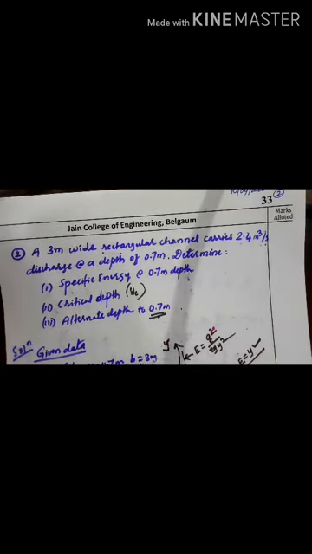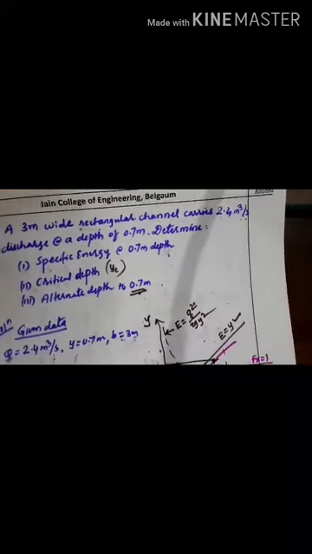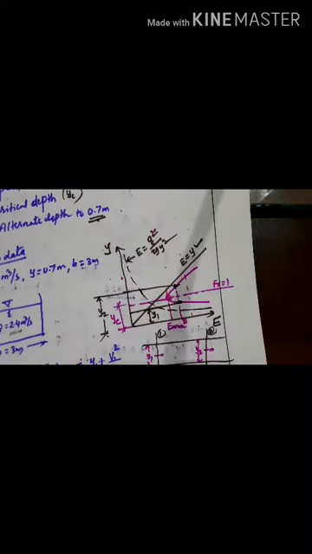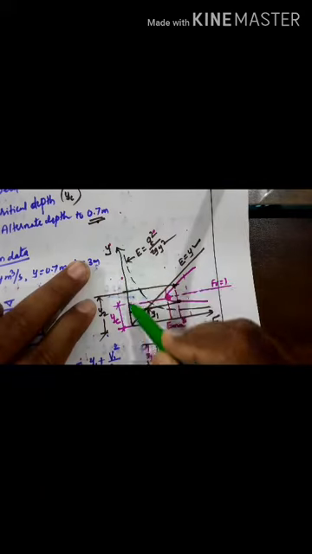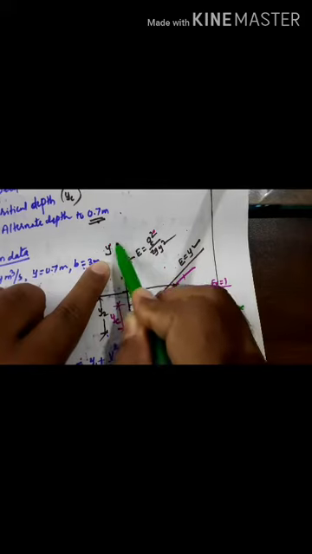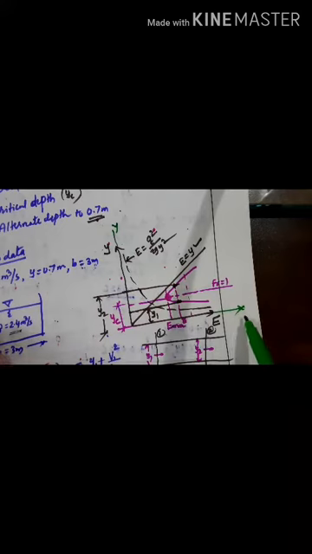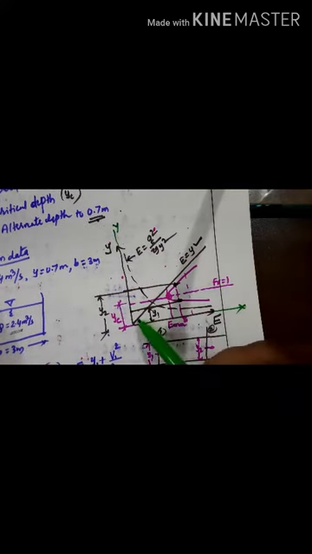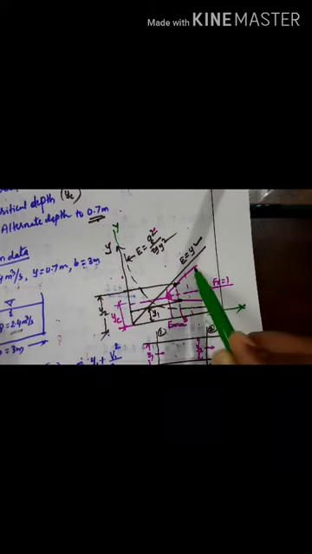As we have studied in the specific energy curve, the specific energy curve that we have drawn looks like this. Along the y-axis we have drawn the depth of flow, and along the x-axis we have plotted the specific energy. One curve represents the straight line and the other curve is the hyperbolic. Then the resultant of these two will be this pink curve.